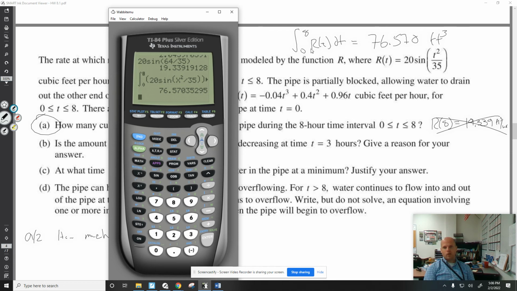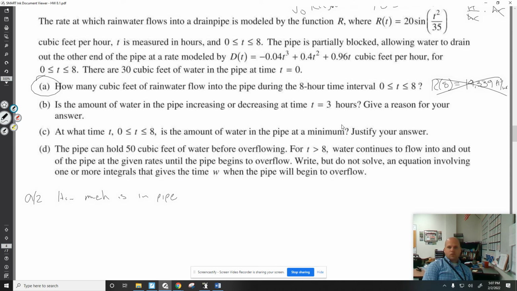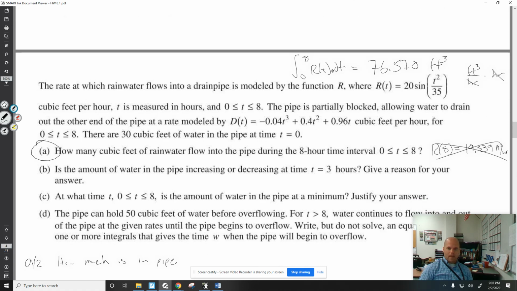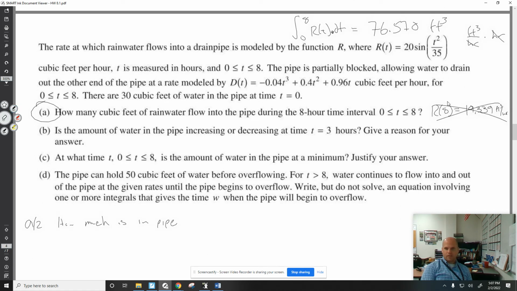How do I know? We are accumulating cubic feet per hour times hours. If you do cubic feet per hour times hour, boom. That's the accumulation. That's the math that your calculator's doing. Okay? All right. So my answer to part A, how much flowed into the pipe, is this 76.570. But now A2 is a little bit different. It says how much is in the pipe total.